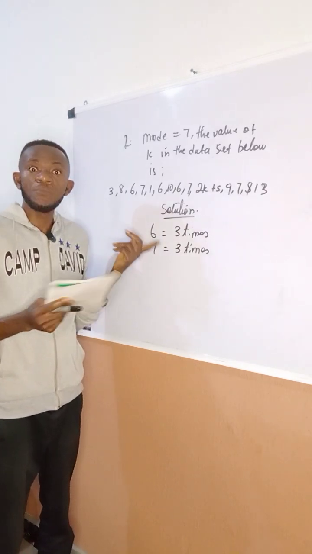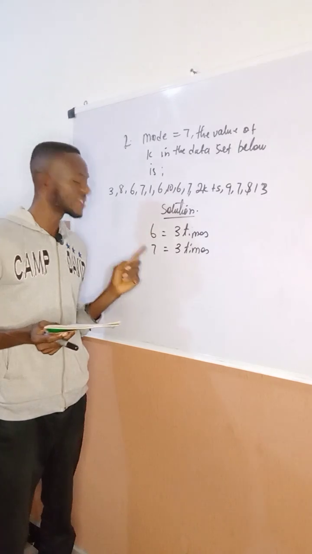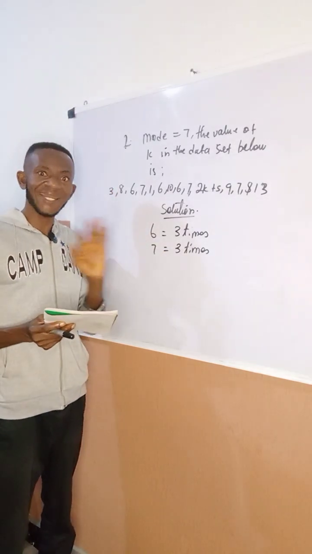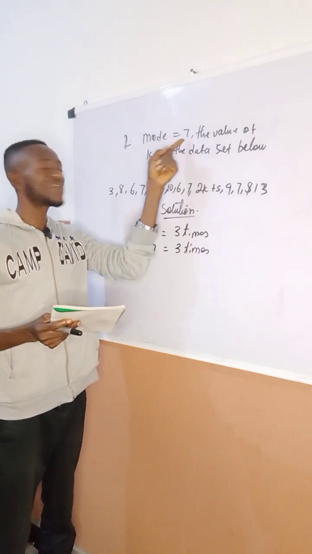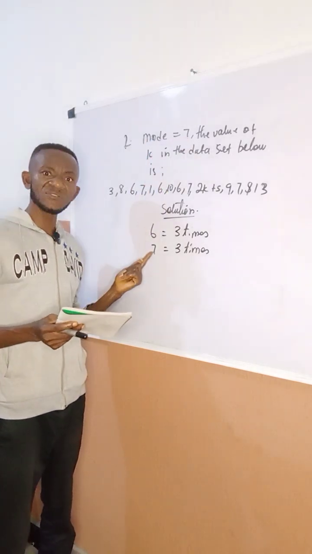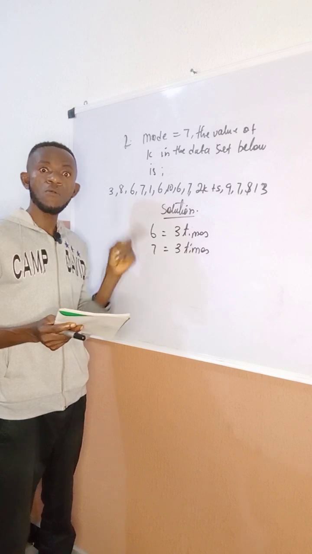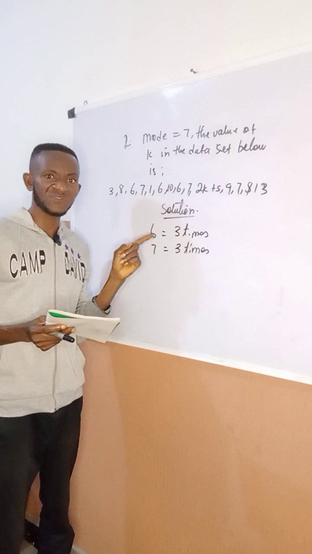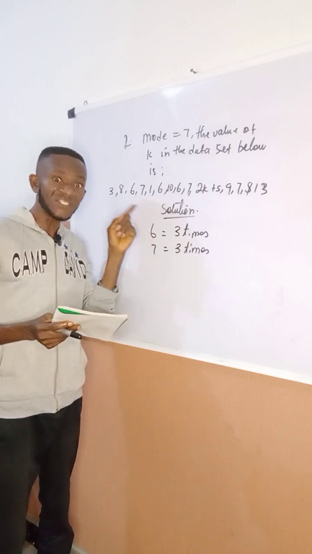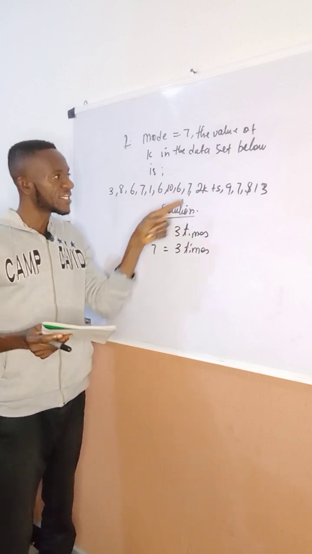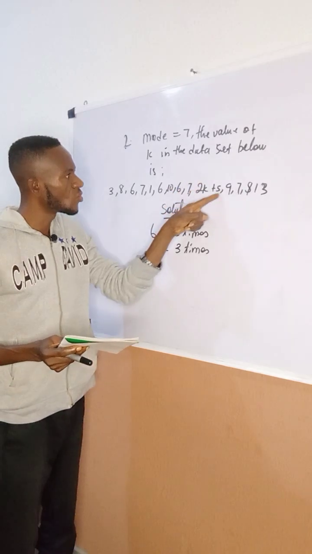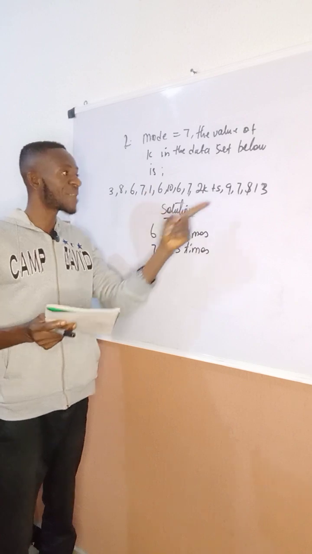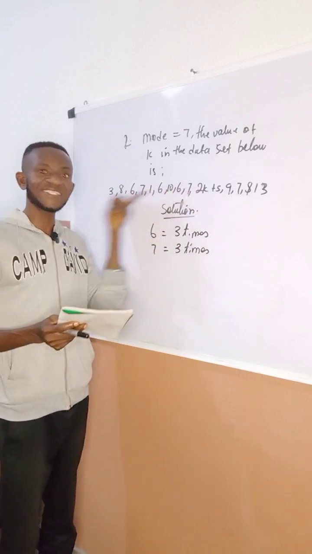You can say we have a bimodal data set because 6 and 7 occur the same number of times. However, we have been given information clearly stating that the mode is 7. So by implication, this 7 must occur more than 6 in this particular data set. And the only thing that can make 7 occur more than 6 is for this value which we don't know, 2k plus 5, to be 7. That is the only thing that can make 7 occur more than 6 in this data set.